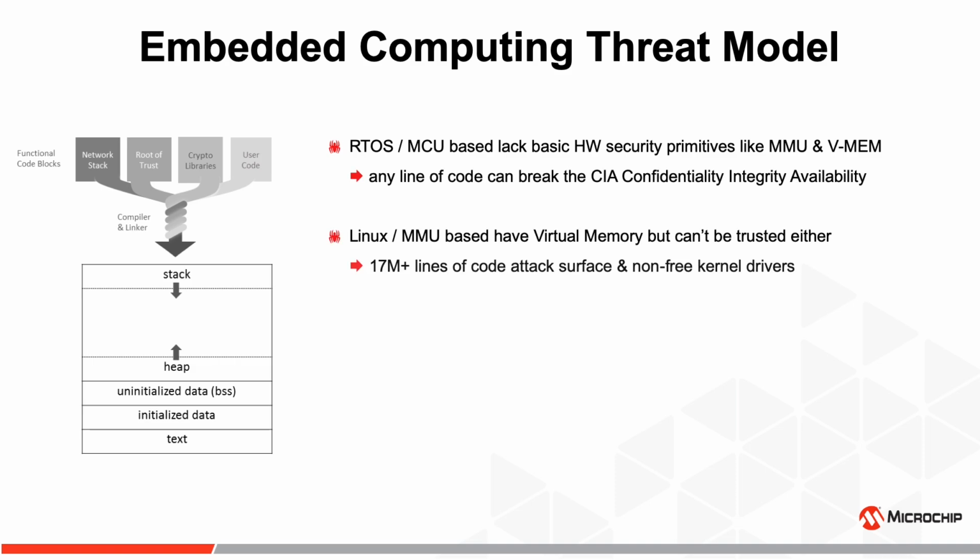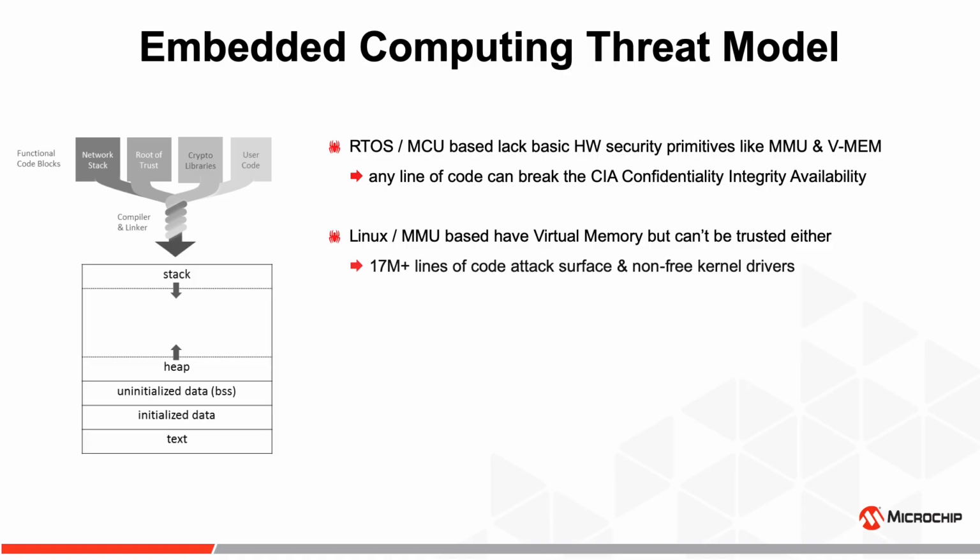Well, real-time or MCU-based systems lack the basic hardware security primitives like the memory management unit and the relative virtual memory. And so it's clear that any line of code, intentionally or accidentally, can break the confidentiality, integrity, and most importantly, for safety-critical application, the availability of the system. Any line of code can potentially just loop or get the processor into exception and basically kill the system as a whole.